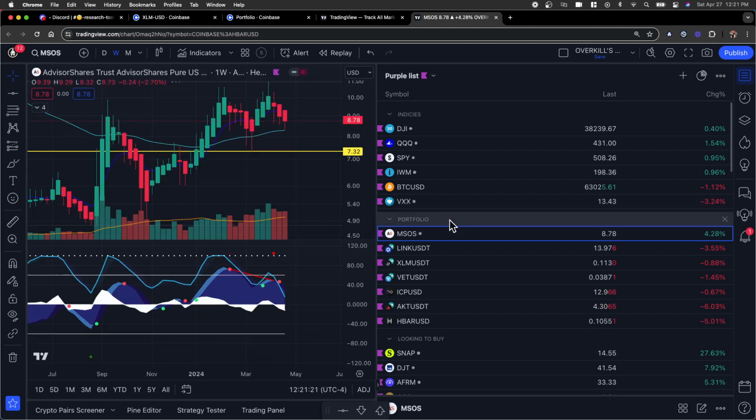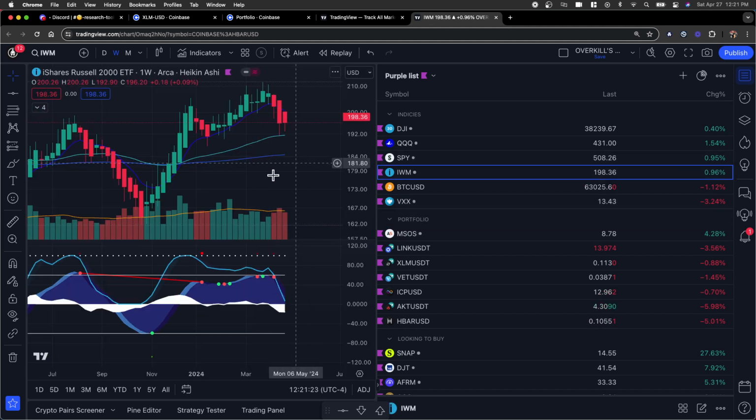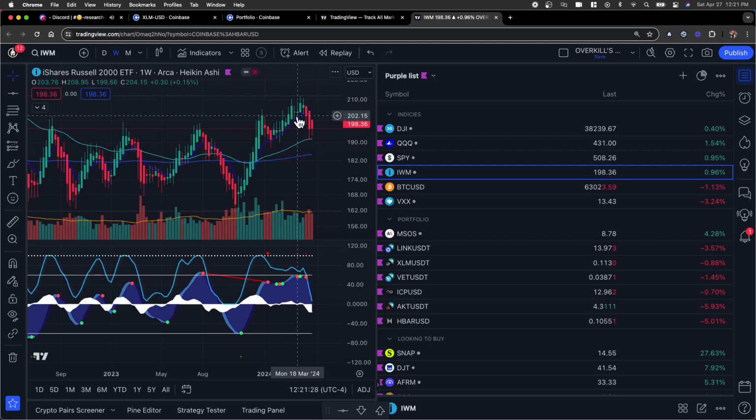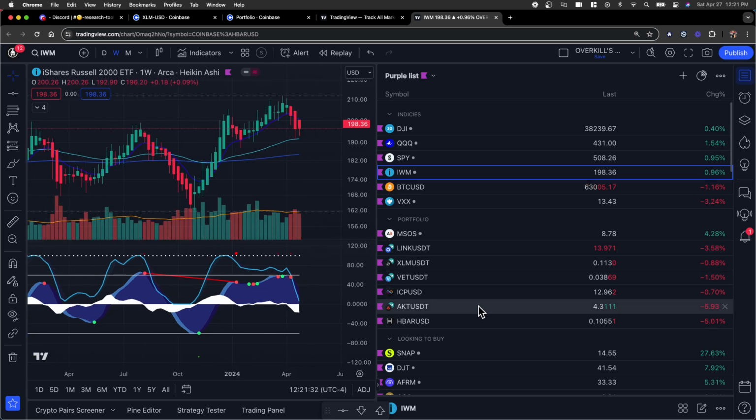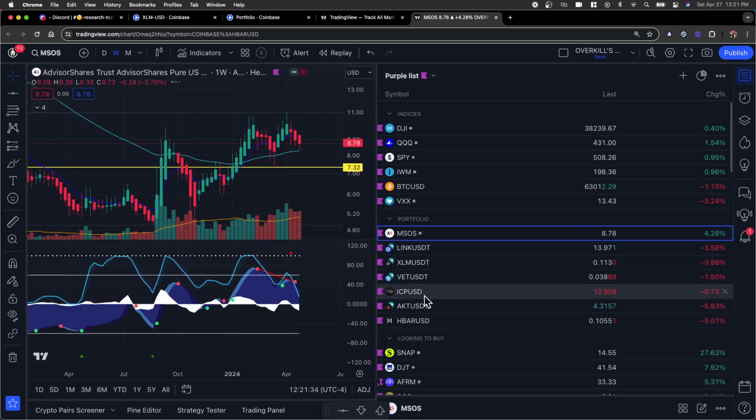The VIX, that thing's kind of going down there. IWM is another ETF. This is small cap stocks. So this is smaller cap stuff. Again, still kind of a falling knife, but we're trying to bounce there on the 50. Again, wait on the green dot on IWM. I already went over my portfolio, those names.